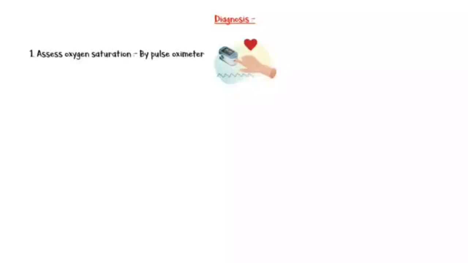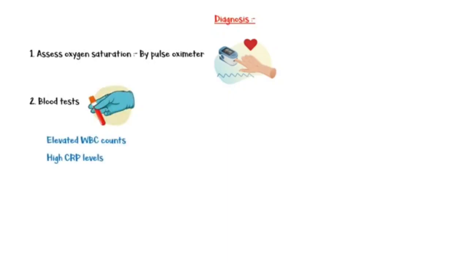Now let's discuss the diagnosis. First, the patient's blood oxygen saturation should be assessed by a pulse oximeter. Blood tests will show elevated white blood cell counts and high C-reactive protein levels due to ongoing inflammation. Chest X-ray is mandatory in suspected pneumonia cases.